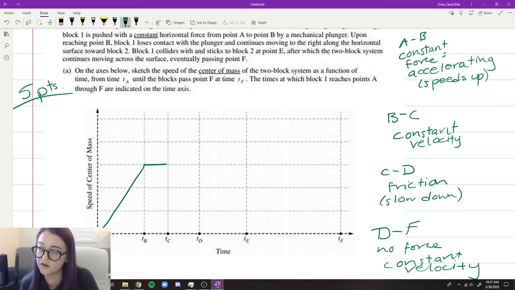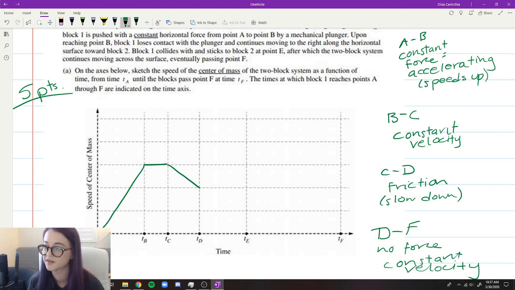So maybe we go down, that doesn't look quite straight, I'll try again. Ooh. There we go. Ish. Kind of connect this right here.